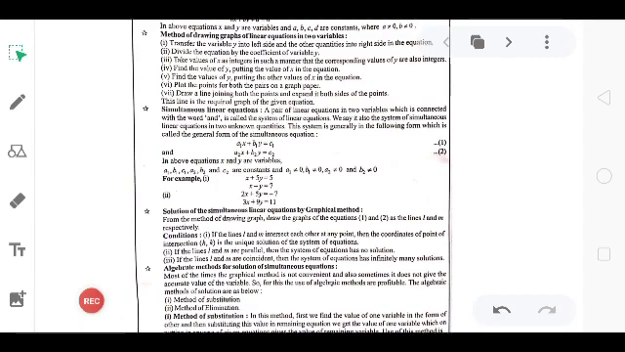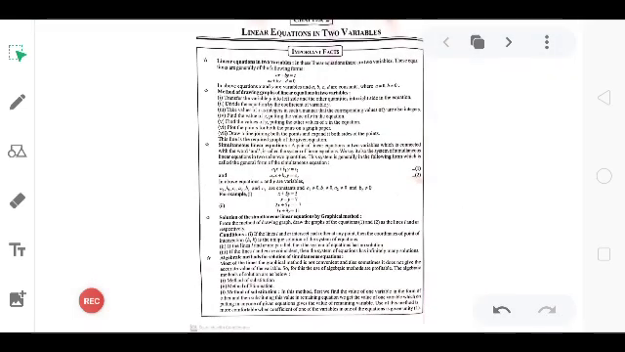So you can read and write the notes given here. And in the next video we will discuss the substitution method and the elimination method.